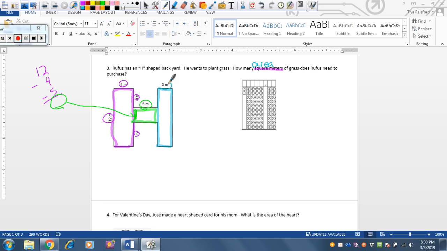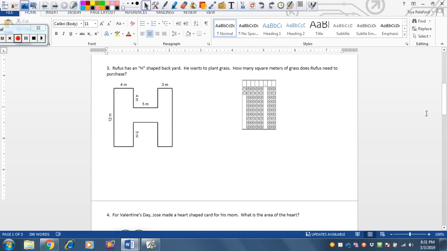Now for this rectangle you have 3 and you have 12 because 12 is all the way across. They're both the same. So I need to see 3 different area formulas for rectangles. And then you just add them together.